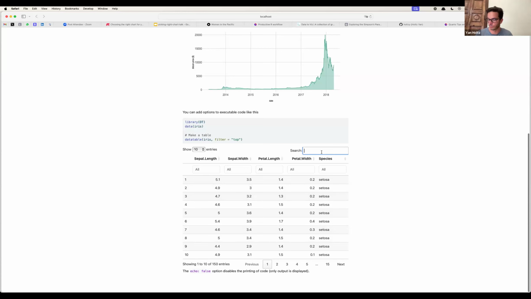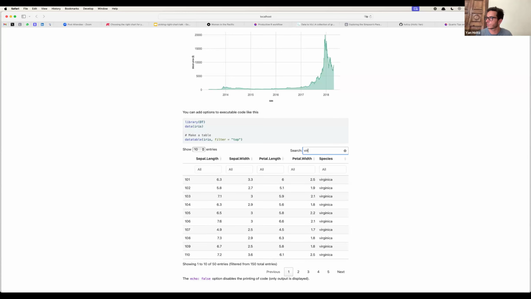And if I'm looking for versicolor or Virginica, you see I've got Virginica here now. And if I want to filter my data set, I can use this to filter my data set. So what I'm trying to show here is that you can create some very amazing reports directly from R.